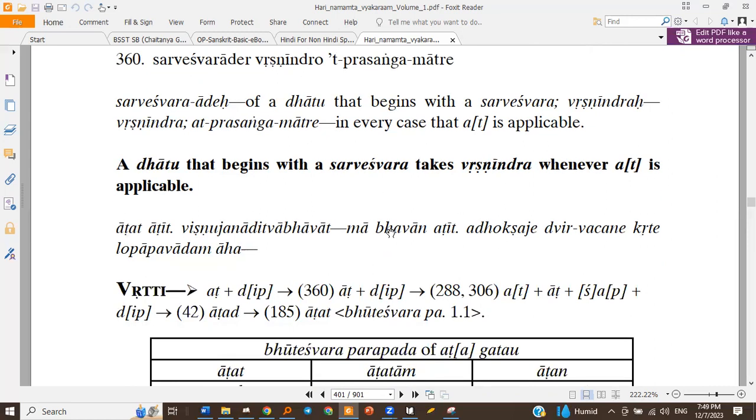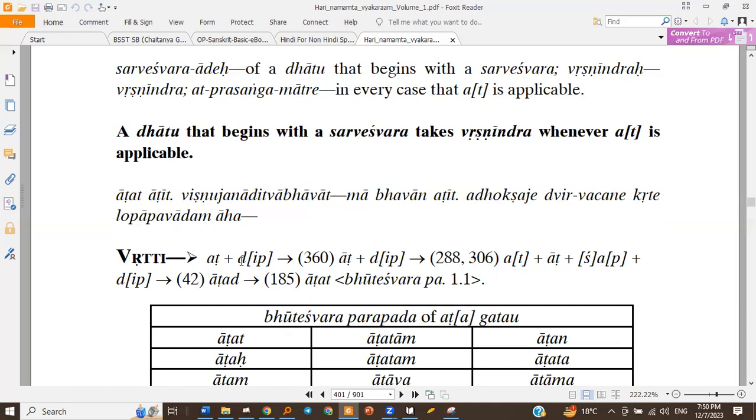If you remember, in Bhutesh and Ajita, we insert the At by Dhator At, that is, Dhatoha Purvam At Bhuteshwara Bhuteshariteshu. Before the Dhatu we insert At when either Bhuteshwara, Bhutesha or Adhokshara Pratyayas are following. When the At Dhatu is there and Dip is there, and At has to be inserted, first of all the Sarveshwara of the Dhatu itself takes Vrishnindra, and then we insert At. And then we do the Sandhi.